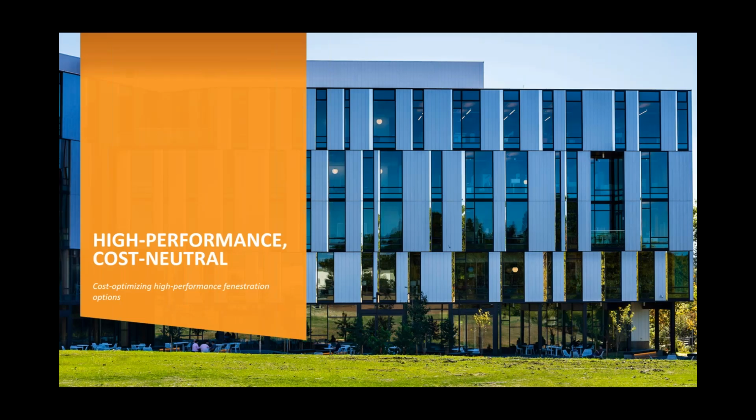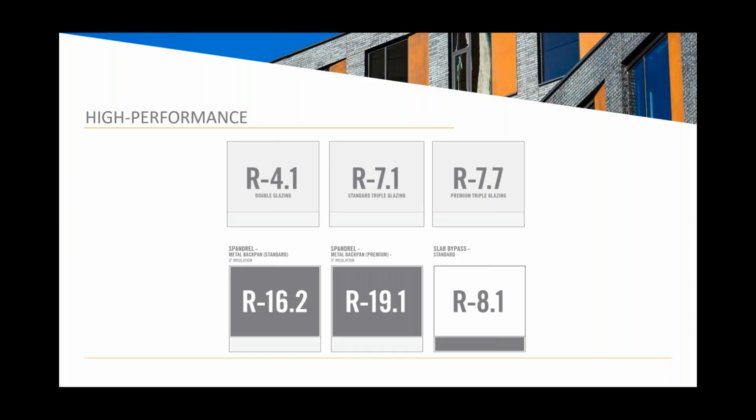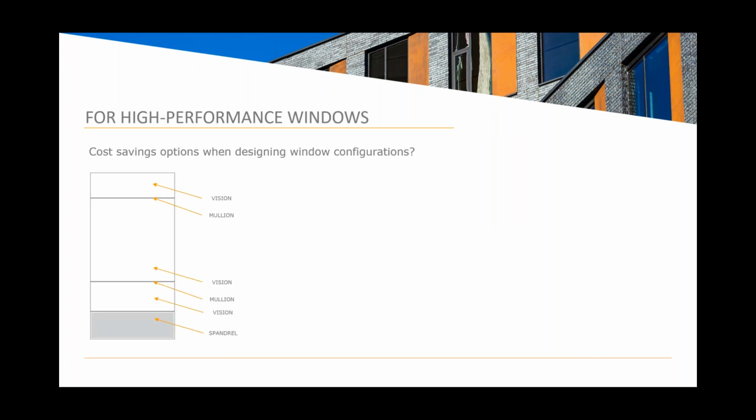So now we'll talk finally about cost optimizing high performance fenestration options. So this is the definition of high performance. This is what you can get. This is available from many manufacturers, and this is the range that you should be expecting. R4 plus for double glaze, R7 plus for triple glaze, and then at the slab bypass areas for commercial buildings, the spandrels, you can see that there's R16.2 or R19 available depending on the installation thickness that's used, and that represents a massive improvement over previous options that have been available there.